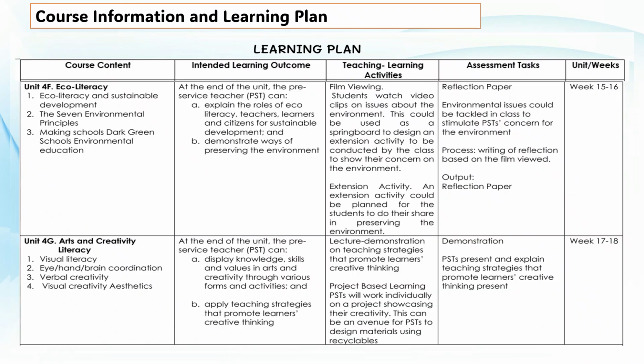of creativity with learning. In summary, Unit 4F equips you with eco-literacy skills for sustainable development, while Unit 4G nurtures your creativity and ability to design innovative teaching strategies. Through film viewing, reflection, extension activities, project-based learning, and demonstrations, you will practice applying these literacies in authentic contexts. Unit 4F runs during weeks 15 to 16, and Unit 4G during weeks 17 to 18.